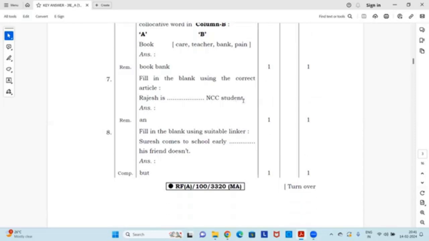Okay. Next, fill in the blanks using the correct article. Rajesh is dash NCC student. So the right article will be an. Rajesh is an NCC student.